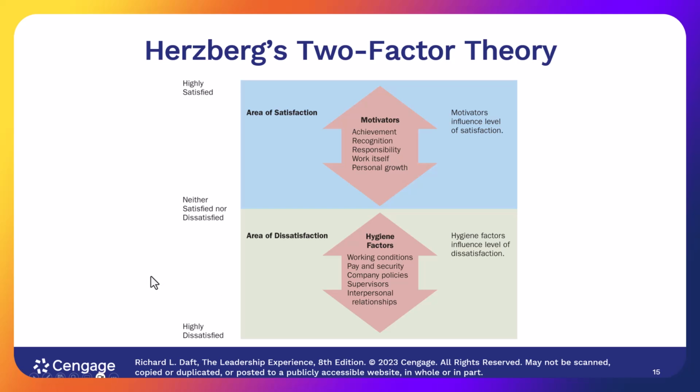So let's take a look at the two-factor theory here again. We see the area for satisfaction in the blue background, and the area for dissatisfaction in the green background. So let's look at the area for satisfaction. When you look at that, you see motivators: achievement, recognition, responsibility, work, and personal growth. Motivators influence the level of satisfaction.